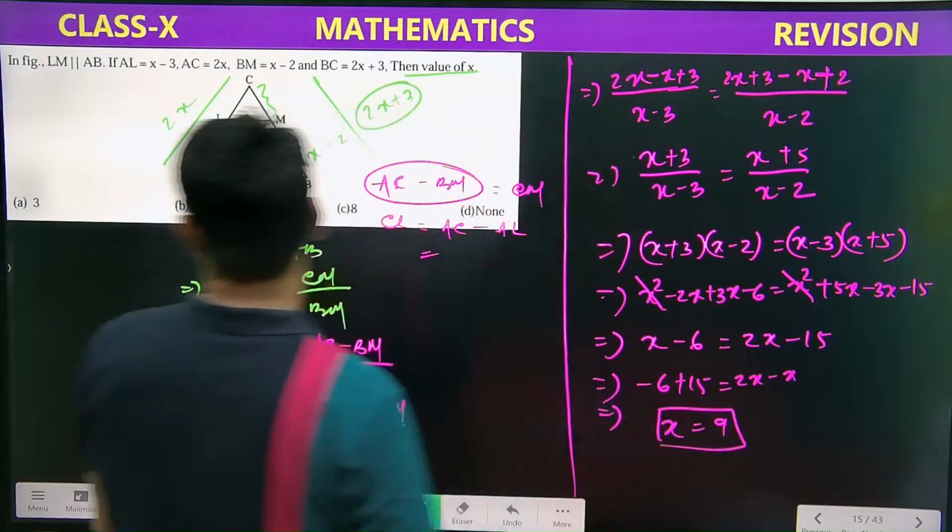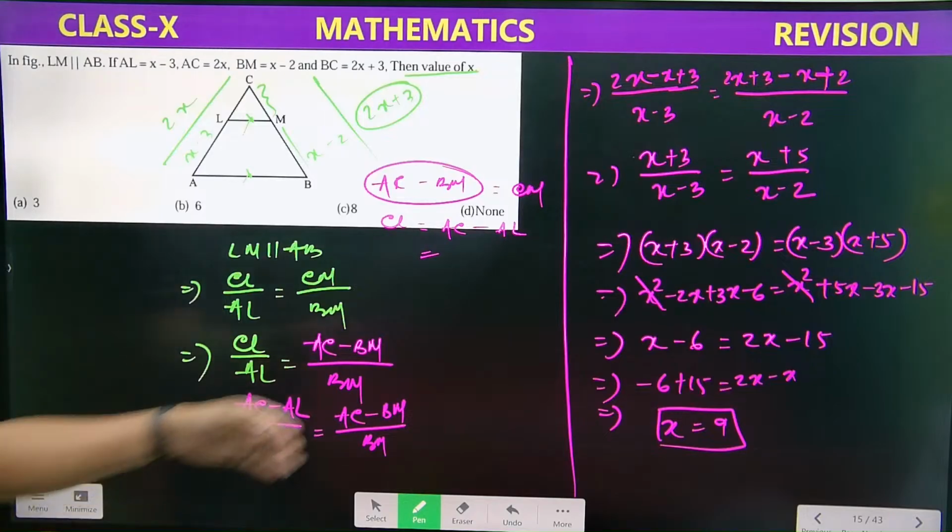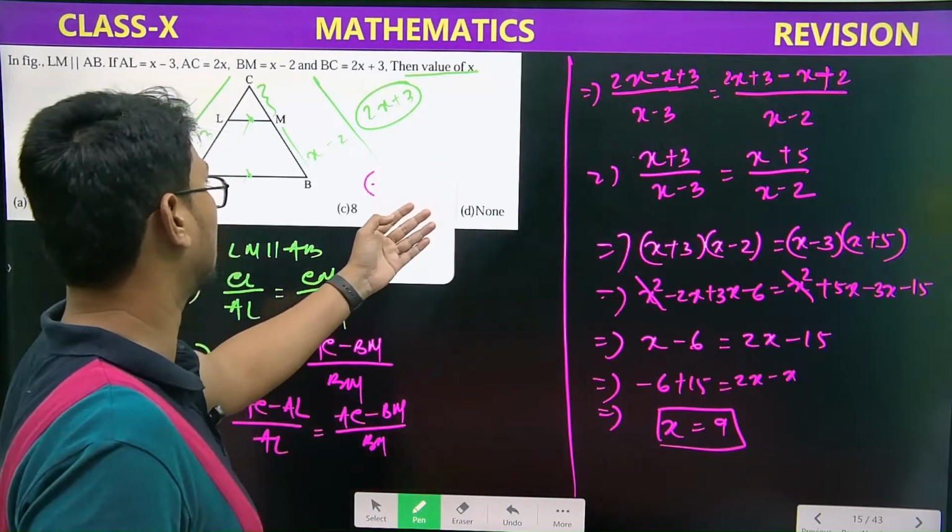X value is 9. Okay, is it there? No. Okay, it is not there, right? So therefore option D is the correct answer. Option D is the correct answer.